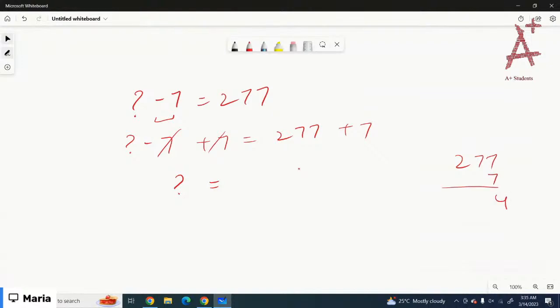7 plus 7 makes 14. Write 4 here and carry 1. 7 plus 1 is 8, and 2. That means the missing number is 284. Got it? 284 minus 7 equals 277. So the missing number is 284. Got it?